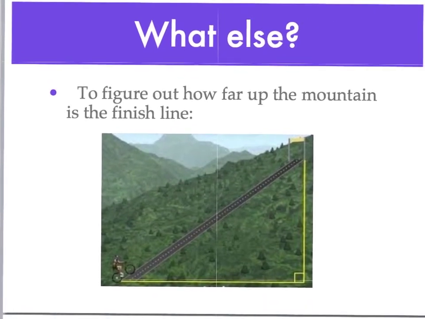What else can we do? Well, we can figure out how far up the mountain the finish line is, because we have a right triangle here. Here's our A, here's our B, and here's our C. So we calculate A squared plus B squared equals C squared. Taking the square root of C squared gives us C.